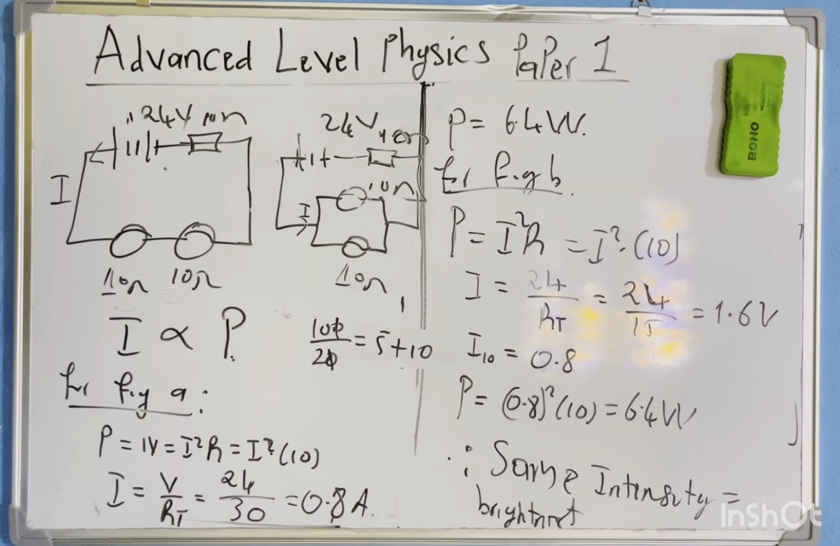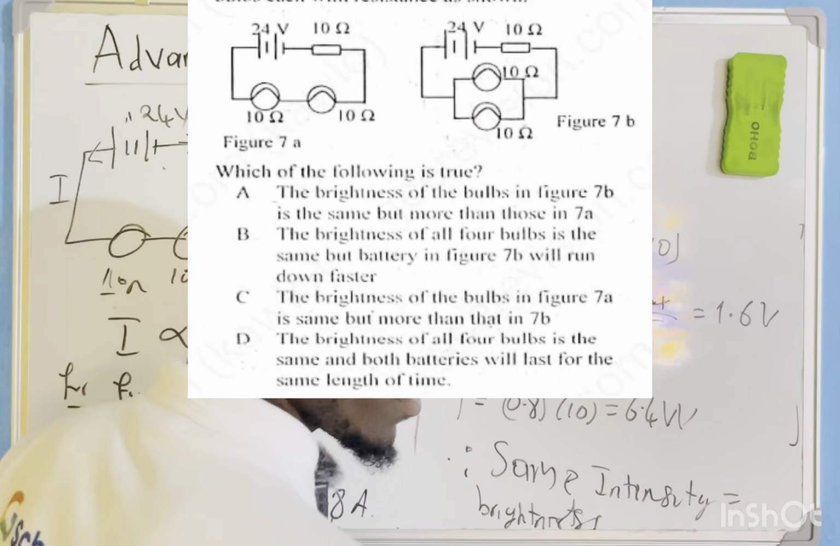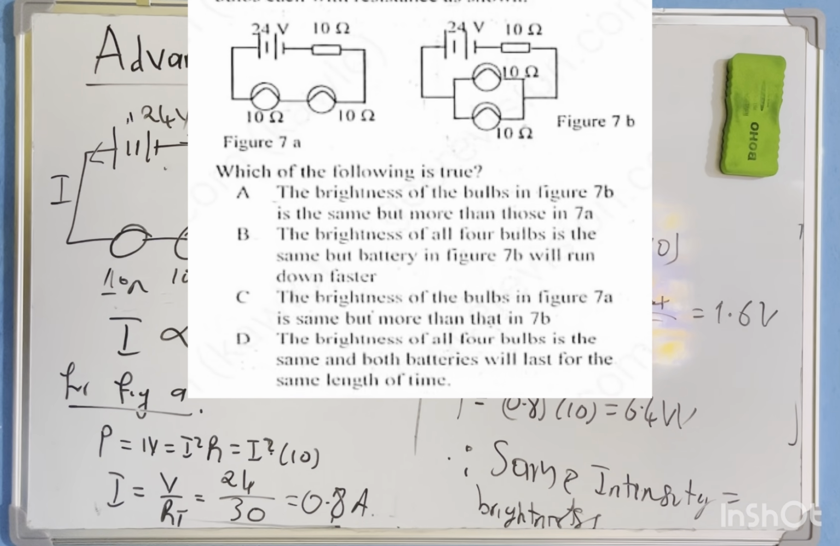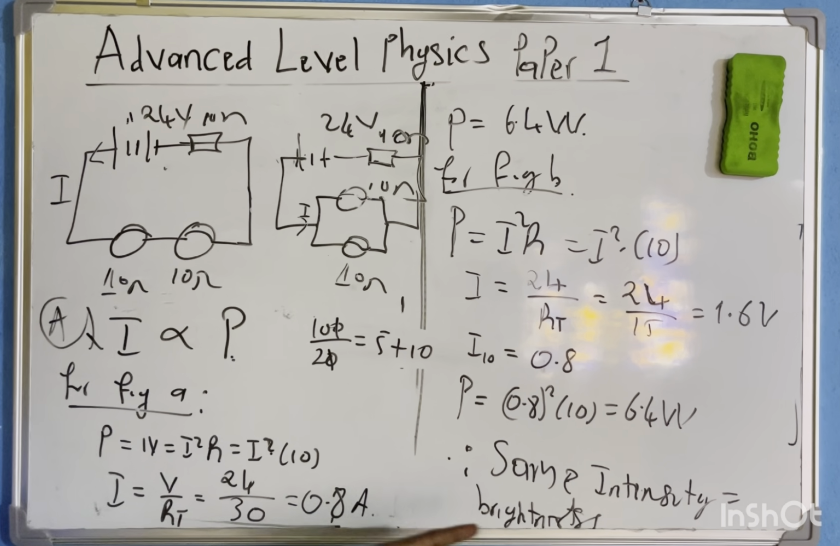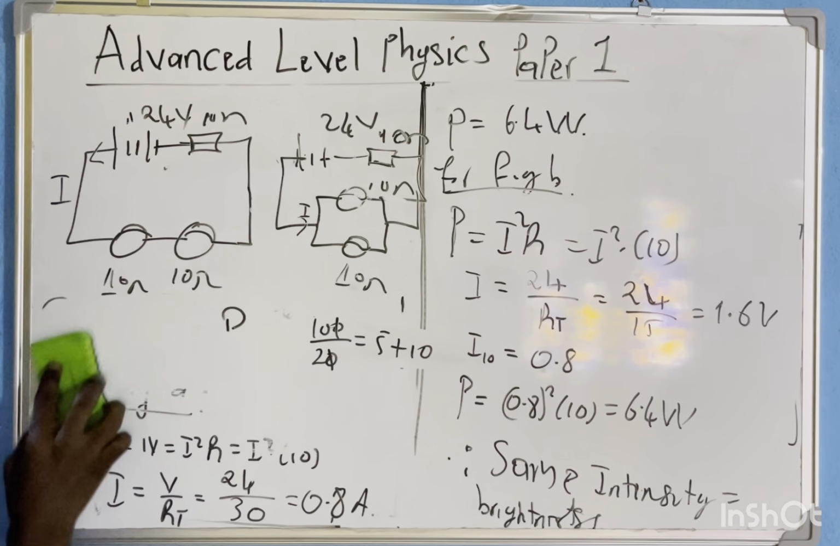Now let us move to A. It means that A is already wrong. The brightness of the bulbs in figure 7b is the same but more than, wrong. A is already wrong because I'm just verifying: same power means same brightness. Now let us go to B. What is B saying?